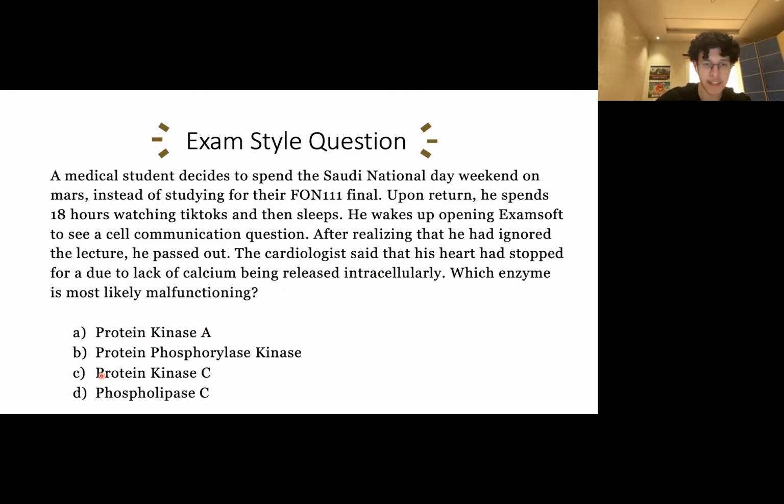Now we look at protein kinase C and phospholipase C. Protein kinase C responds to calcium, so if there was an issue, it would be calcium affecting protein kinase C not working, not the other way around. So the correct answer is D, because phospholipase C will make IP3, which increases intracellular calcium, right? That's how the question would work.